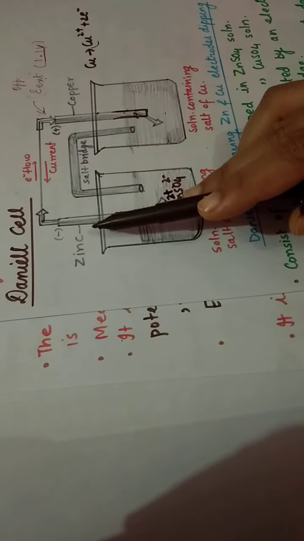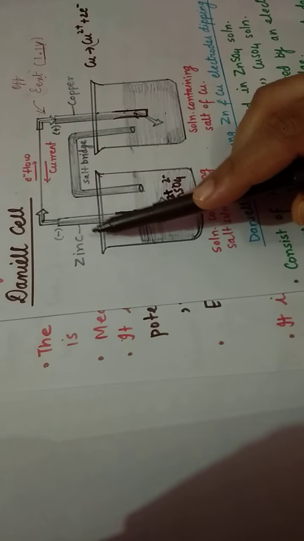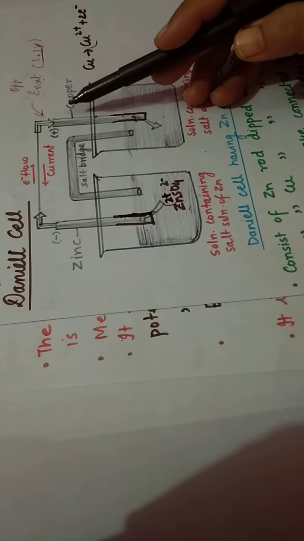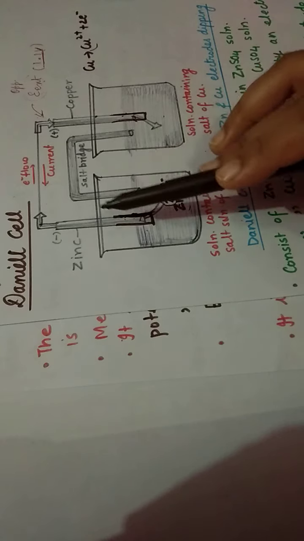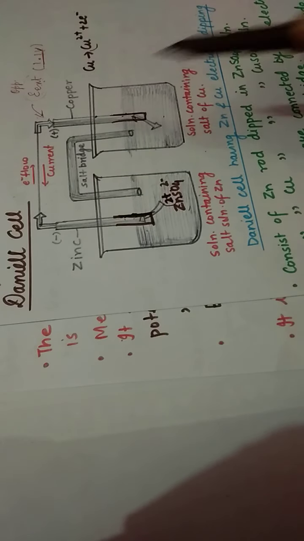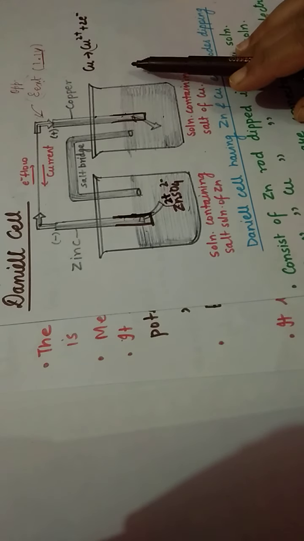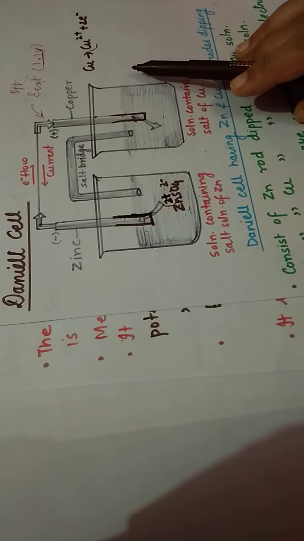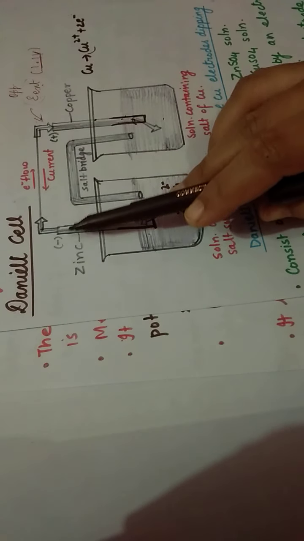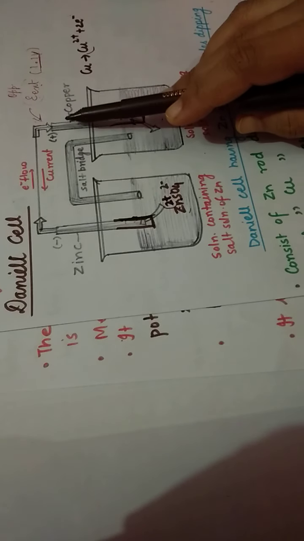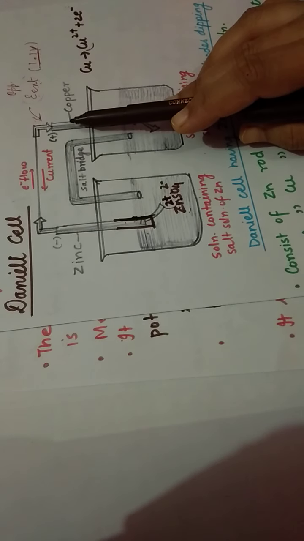So according to this, here this is the anode having negative charge, and here oxidation will occur, and this is the cathode, and here reduction will occur. So in this half cell oxidation, and in this half cell reduction is going to occur. We know that the anode is the negatively charged electrode and the cathode is the positively charged electrode.